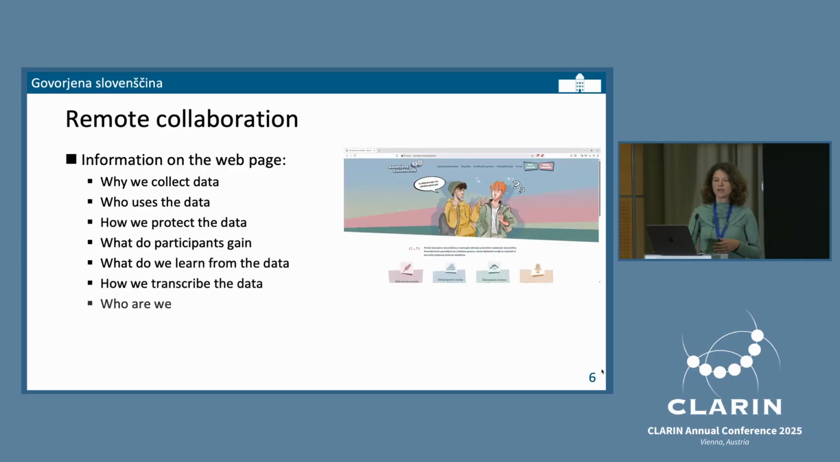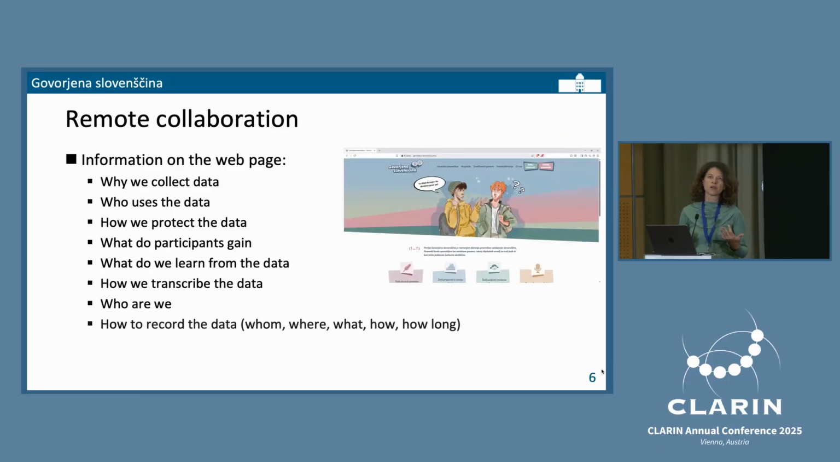The first thing is, if we want remote collaboration, we of course need to give clear information on the web page. We have structured this information in order to respond to the following questions. On the first page, we answer the question why we collect the data. On the second page, we answer who uses the data and how we protect the data. On the third page, we answer what participants gain. This is not so much. These are really symbolic rewards.